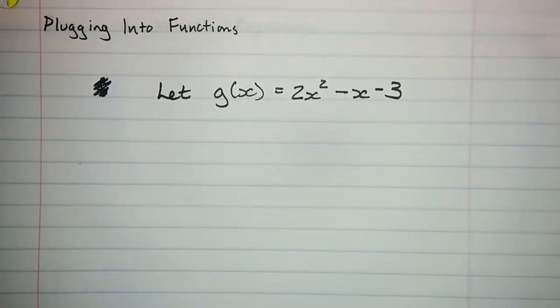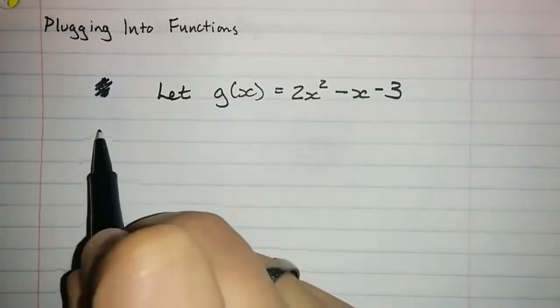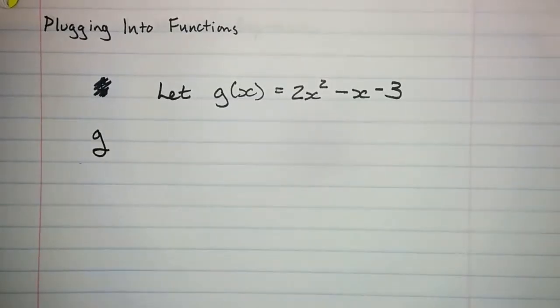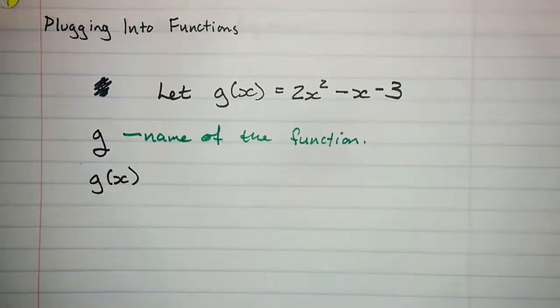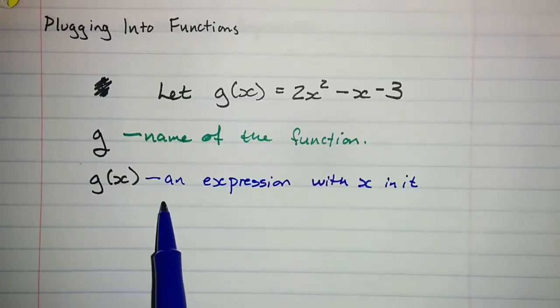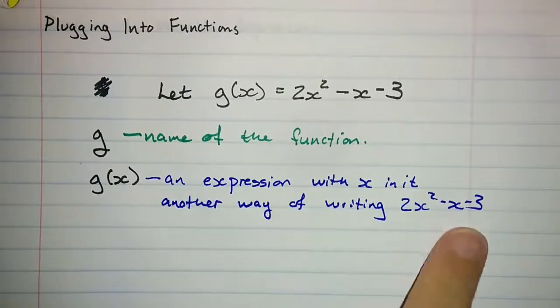So let's take a minute and make sure we're super clear on what we're talking about. Just the letter g is the name of the function. G of x we should think of as an expression with x in it. It's just another way of writing this formula, 2x squared minus x minus 3. Now we're going to introduce a new way of using this function notation.